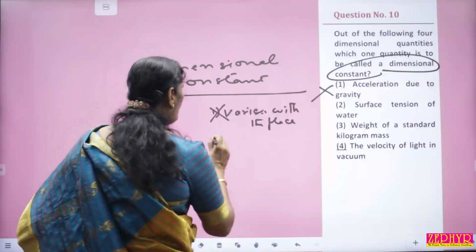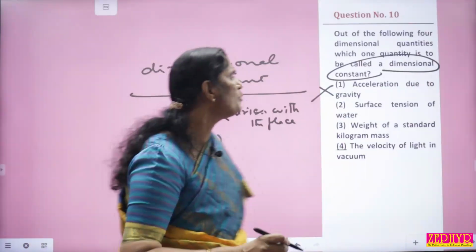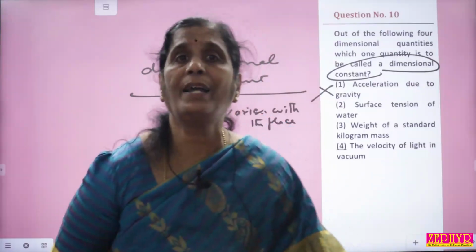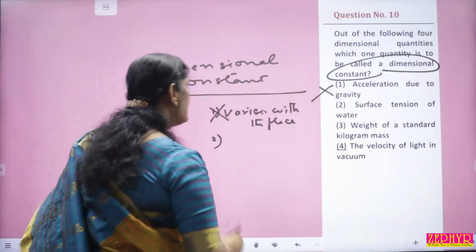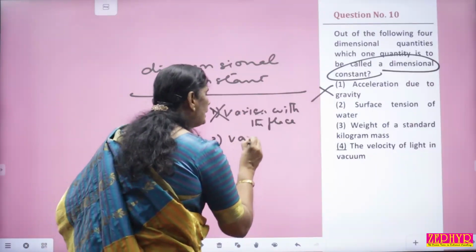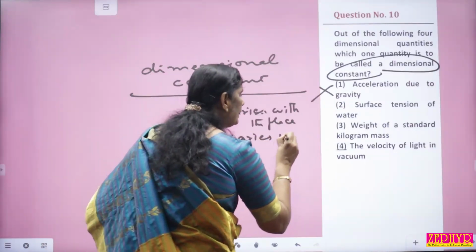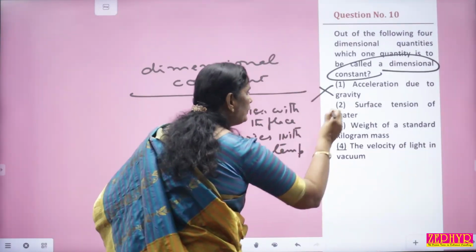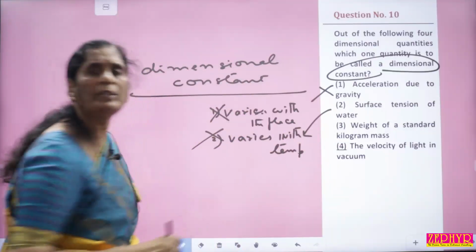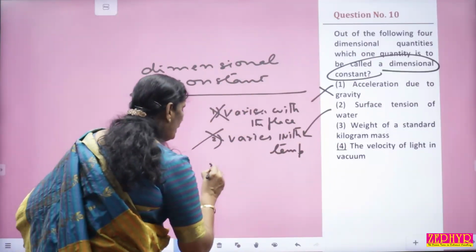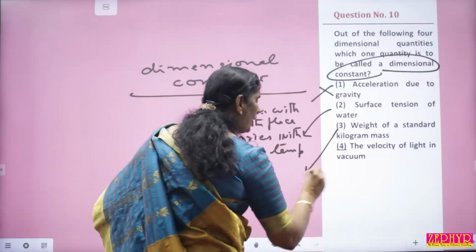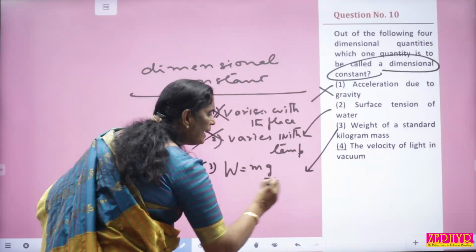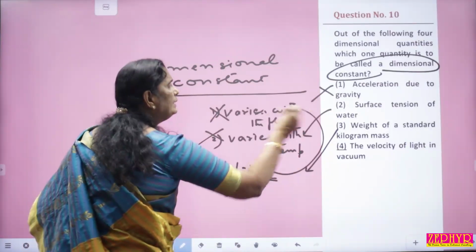So, no. Second one, surface tension of water. Surface tension of water is also not constant because it varies with the temperature. As temperature changes, surface tension changes. So it is not a universal constant. Third one, weight of a standard kilogram mass. Weight is equal to mg. But g is changing, because in the first step we said g changes.